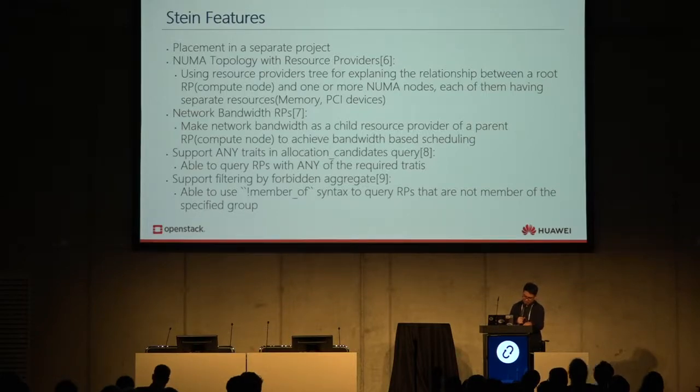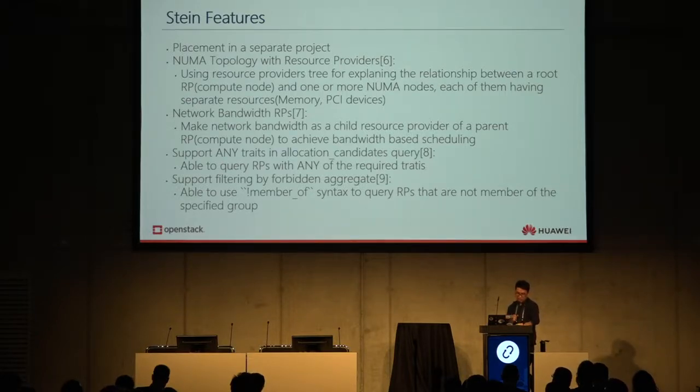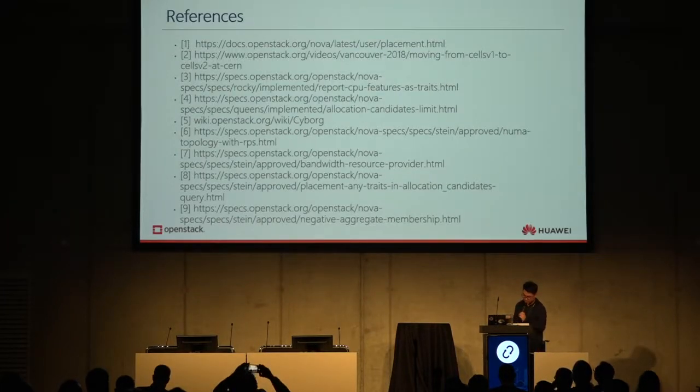And the last two could be very interesting for developers who want to integrate placement in their own projects. The first is to support using the any-of syntax when querying resource providers with trees. And the other one is to allow filtering by forbidden aggregates, meaning users can use this exclamation mark member-of syntax in the query to indicate that we want candidates that are not members of any specified group. I have added all the design details about those features in the reference list, and if you are interested, you can go to the specs for details.